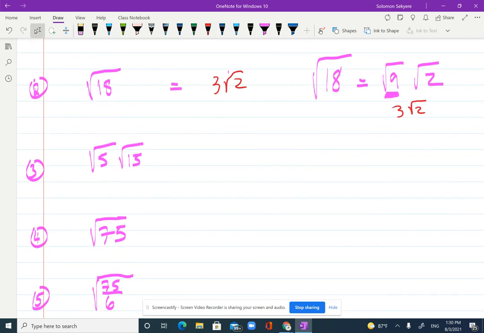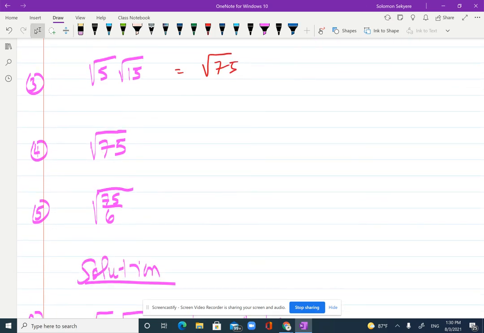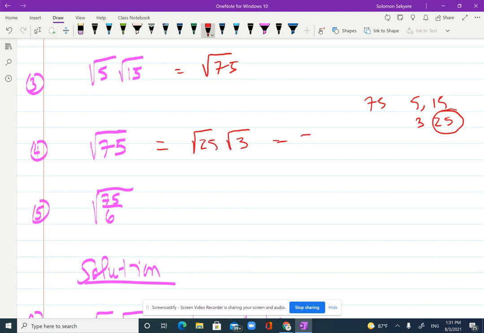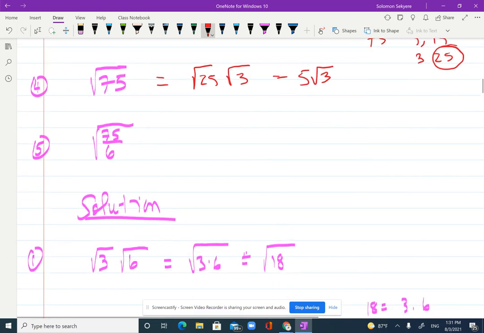What is square root of 5 times square root of 15? That's simple: square root of 75. What if I gave you square root of 75 to simplify? You write the factors of 75. I say 5 and 15. Is any of them a perfect square? No. 3 and 25. Is any of them a perfect square? Yes. So I pick this one and write square root of 25 times square root of 3. What is the square root of 25? 5. So my answer is 5 root 3.